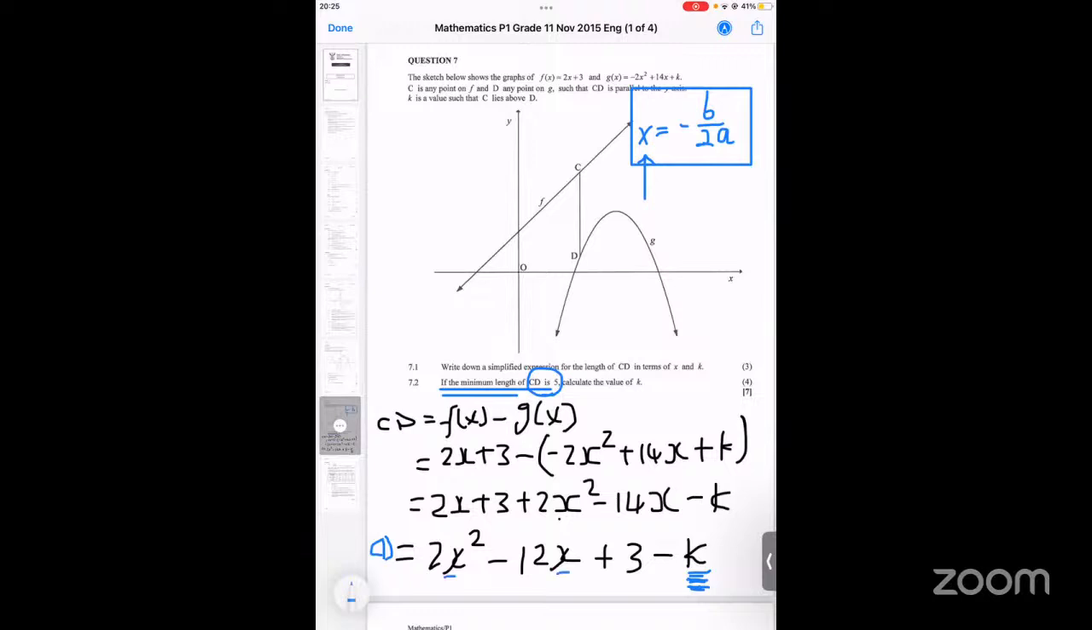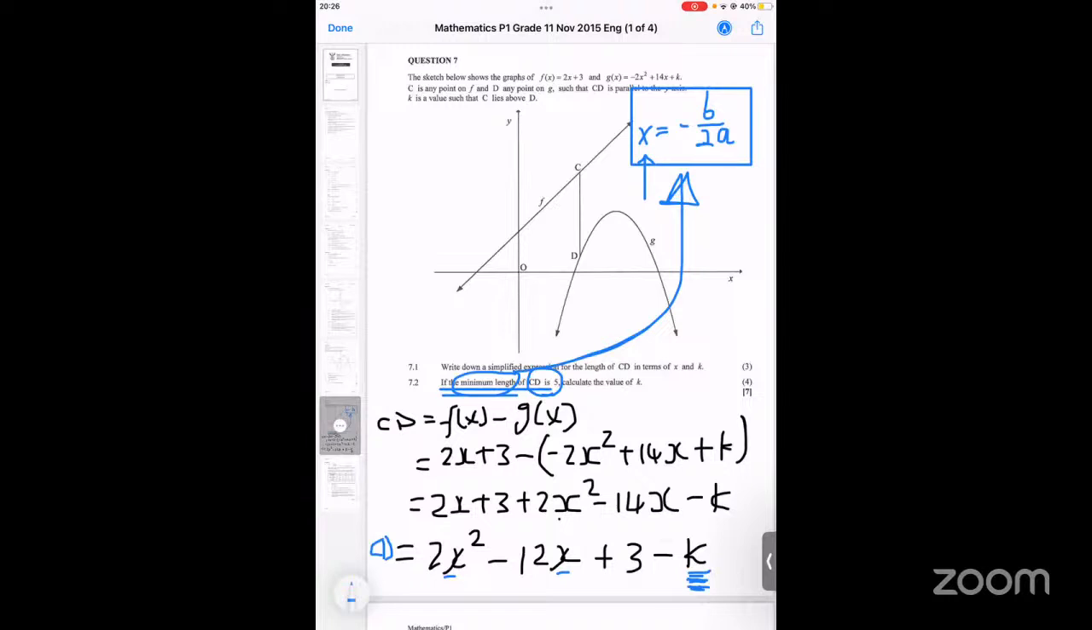That X comes from where they say the minimum length. If you want to know the X value at the minimum length, this is the formula that you use to get the X value. Then once you know the X value, you can easily calculate the K value. I'm not sure if it makes sense, Alice. Okay, sir. I think I understand it now.